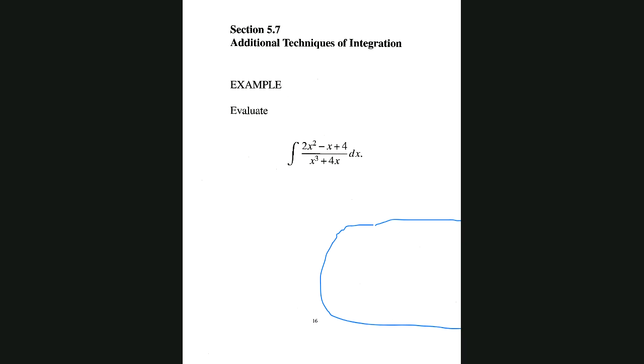Okay, so give you a moment to copy this example down. This is an extremely important example. You're going to see this kind of example in differential equations, Math 282.